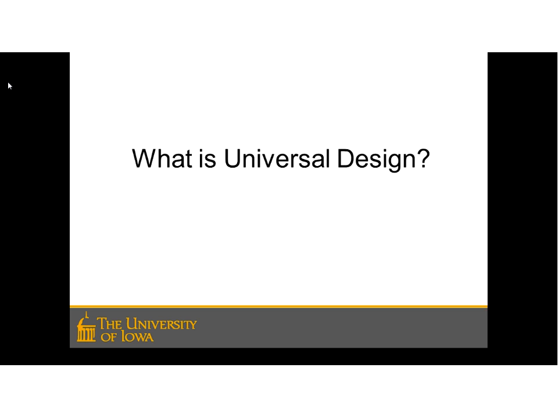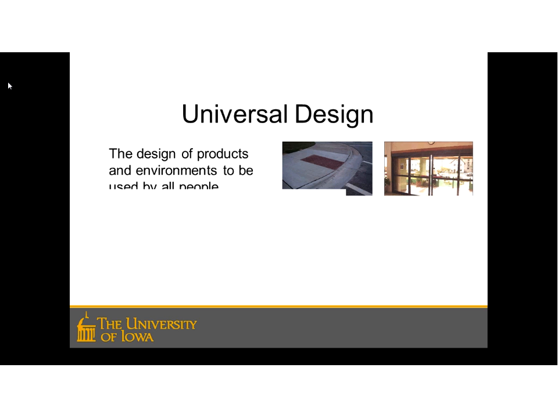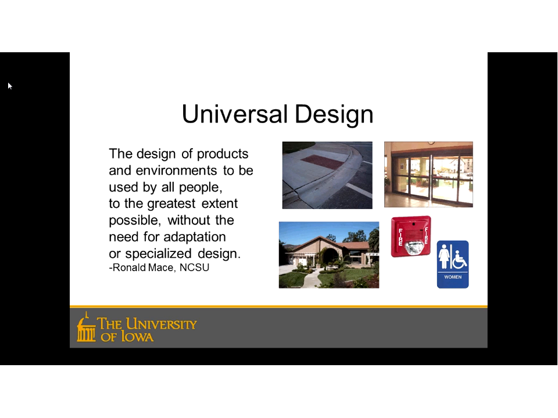So what is universal design? Universal design is the design of products and environments to be used by all people to the greatest extent possible without the need for adaptation or specialized design. This is a concept that came out of architecture at North Carolina State University in the 70s.